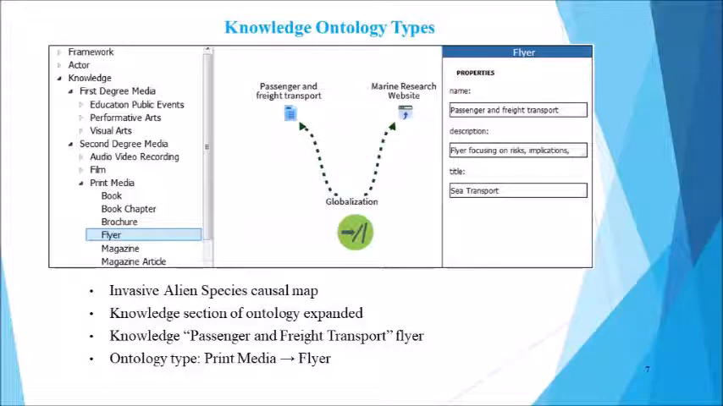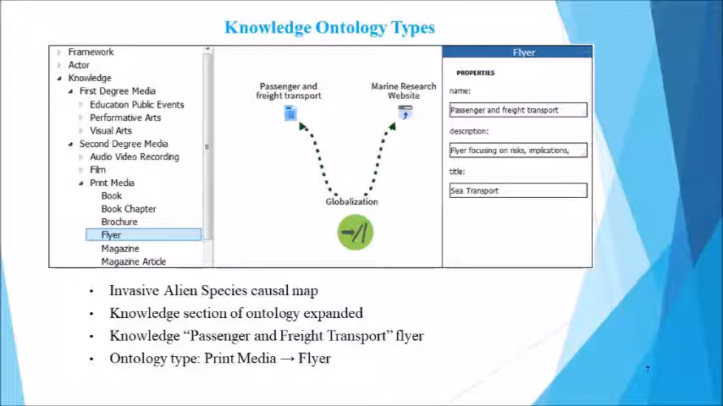In this example, the user is creating a knowledge type on the canvas. So this is for the invasive alien species causal map. And we can see that the knowledge section of the ontology is expanded on the left-hand side, and the user has expanded the second degree media branch and print media to select the type flyer.